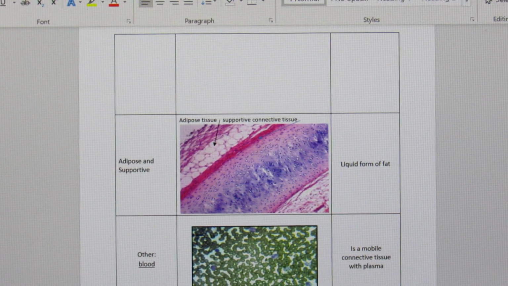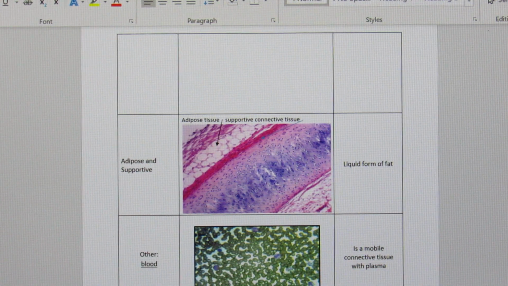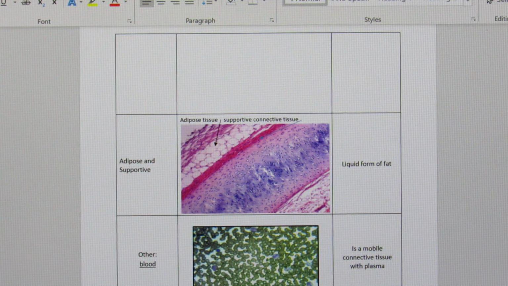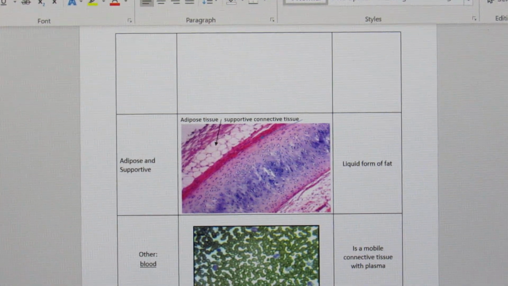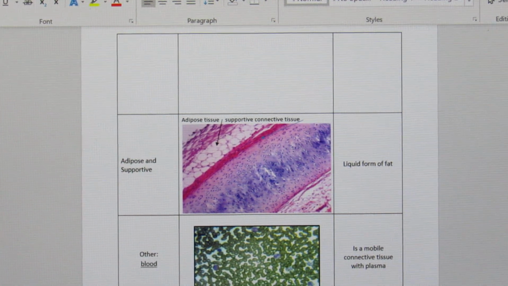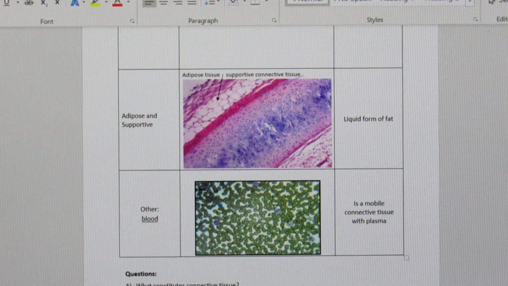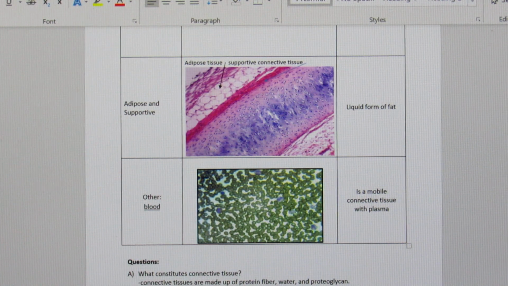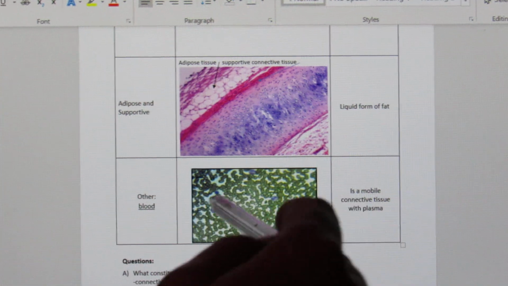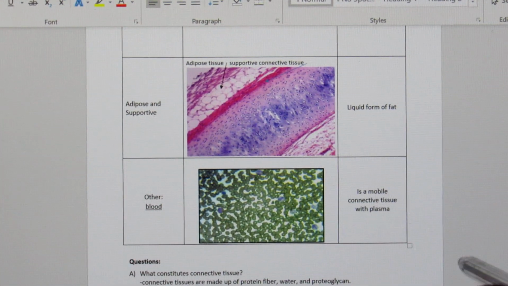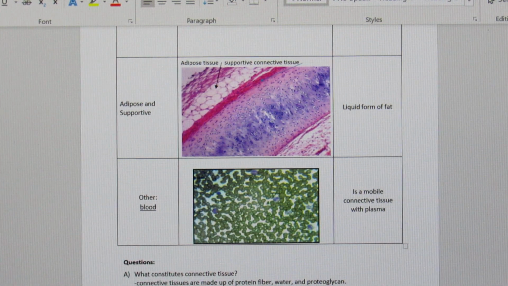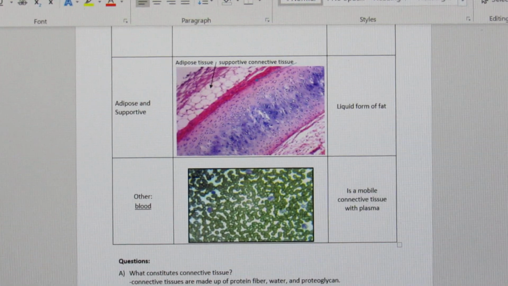Supportive tissues, there are two kinds. There's cartilage, which connect the different bones of the body, and then there's bones, which hold up the body themselves. The last kind is fluid connective tissue, or otherwise known as blood. You have blood cells surrounded by plasma. This transports chemical messengers, fluids, waste, and nutrients through the body.